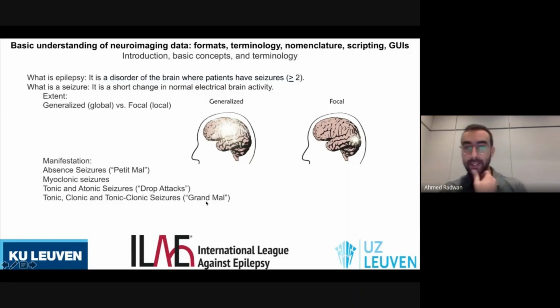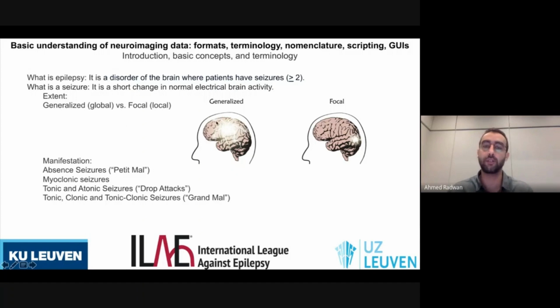So, what is epilepsy? I'm not going to go into the details of what the disease is, but I'm just going to give a high-level picture, a very basic definition, which is that epilepsy is a disorder of the brain where patients have seizures, typically more than twice. And a seizure is typically a short-lasting change in the normal electrical activity of the brain. This can be generalized or focal.